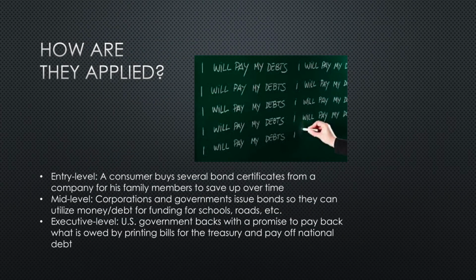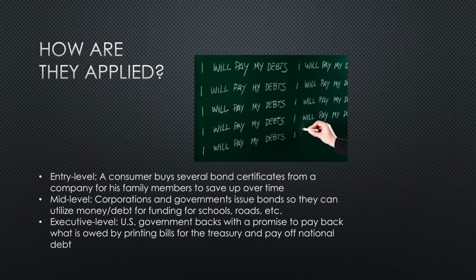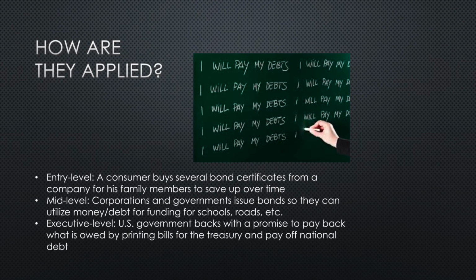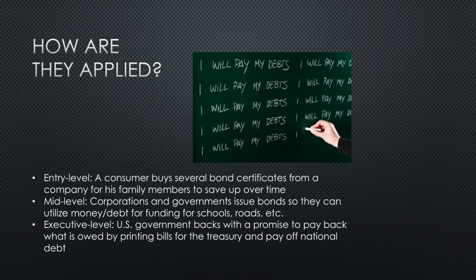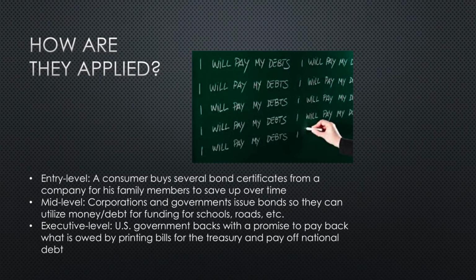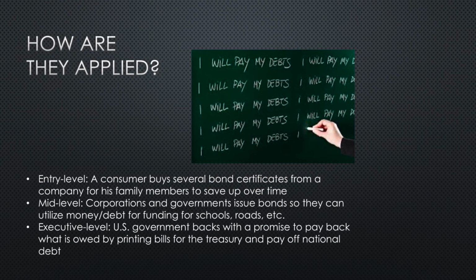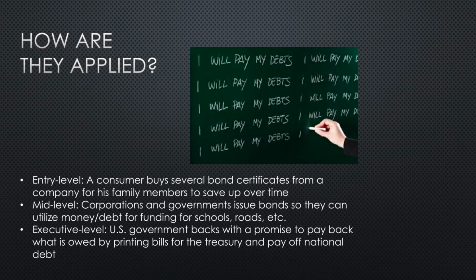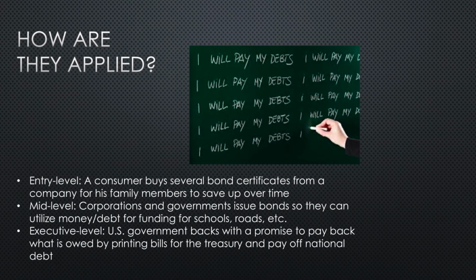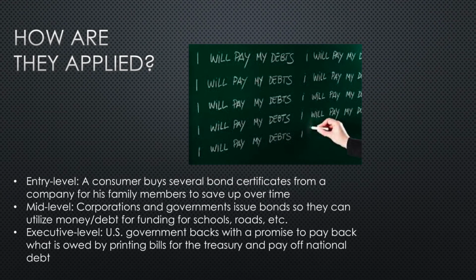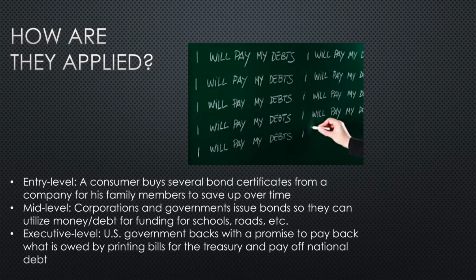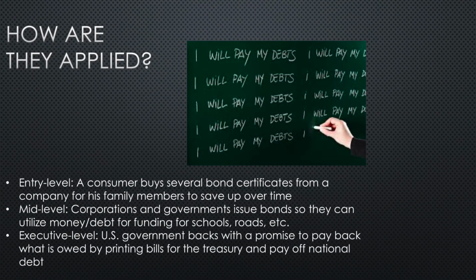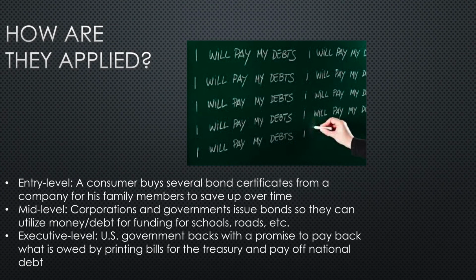So, how do bonds apply in the professional world? At the entry level, a consumer buys several bond certificates from a company for family members to save up over time, and they eventually cash out. At the mid level, corporations and governments issue bonds so they can utilize money and debt for funding schools, roads, etc. And at the executive level, the US government uses bonds to back its national debt, to be paid off over time. In return, it will pay back the money that is owed for those bonds purchased.